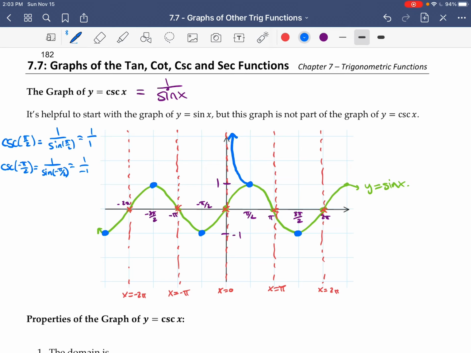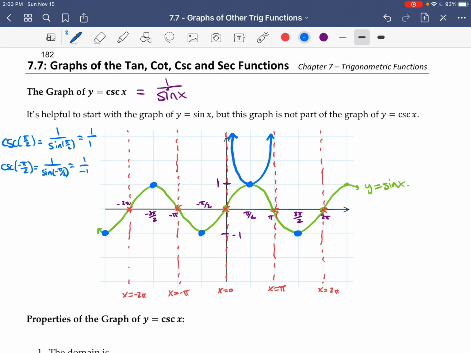Okay, so we know it approaches this asymptote, and it has to go either up or down. Now I'm taking 1 and dividing it by a positive number that's approaching 0. So that's why it has to go up. Similarly, on this side, it's doing the exact same thing, so it has to also go up on that side. So that's what it looks like between 0 and pi.